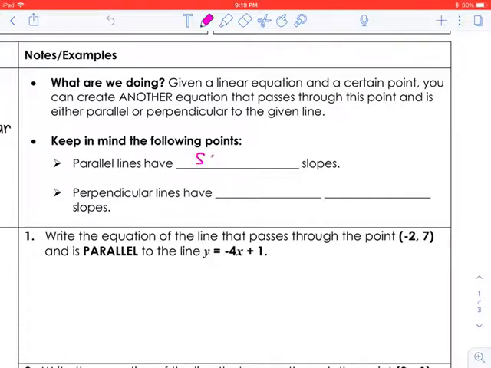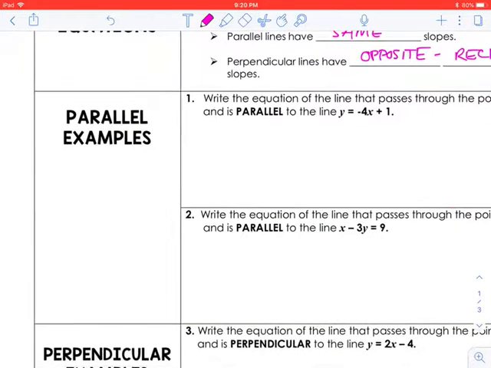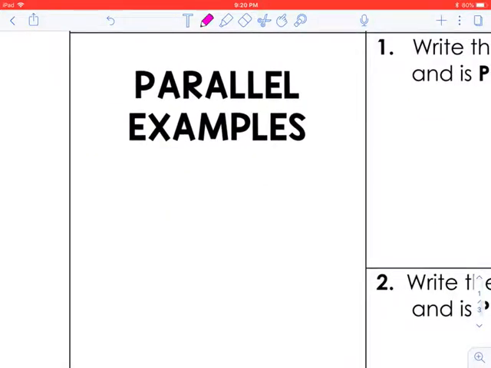So keep in mind the following things. Parallel lines have the same slope. Perpendicular lines have opposite sign, opposite reciprocal, which means the fraction flips over.